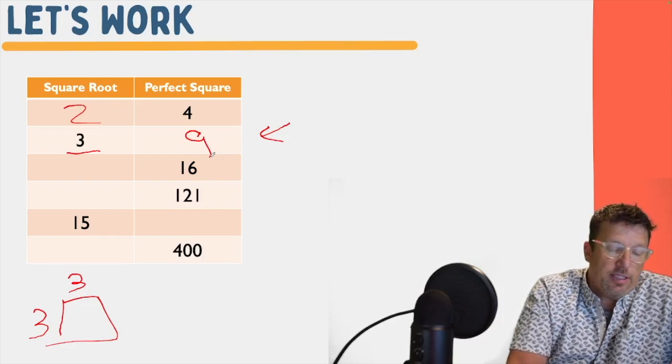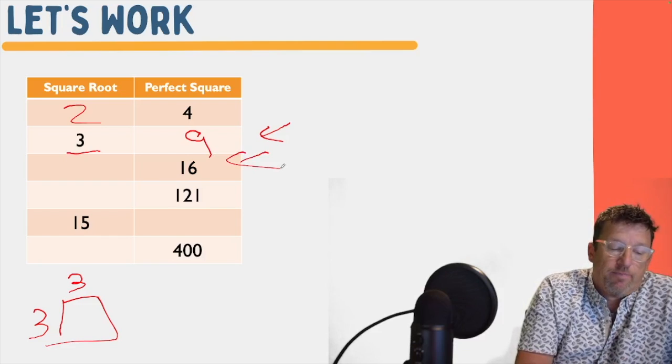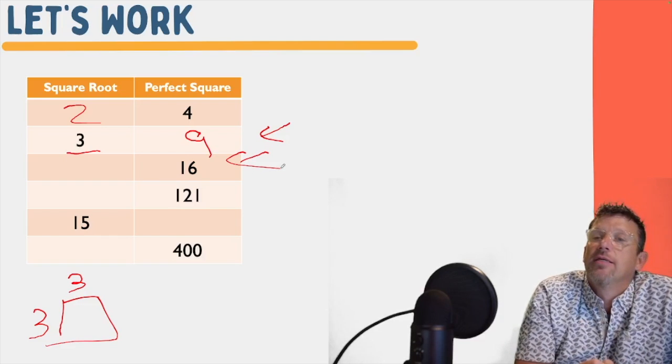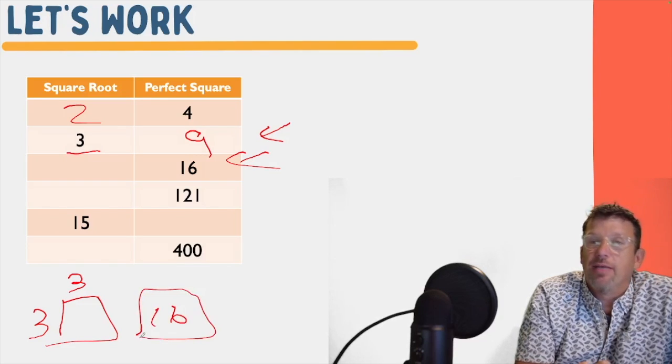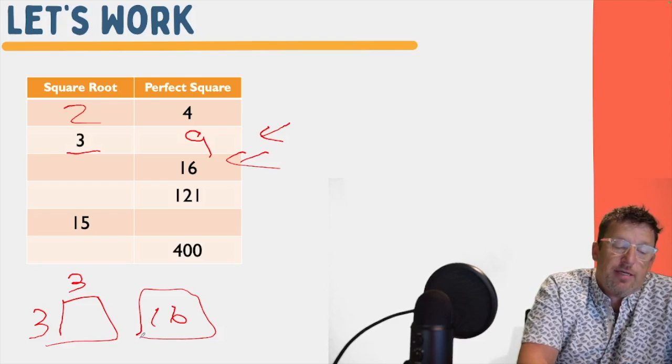Okay, let's look at 16. What is the square root of 16? In other words, we have a perfect square that has 16 in the middle. What number times itself equals 16? That would be 4.